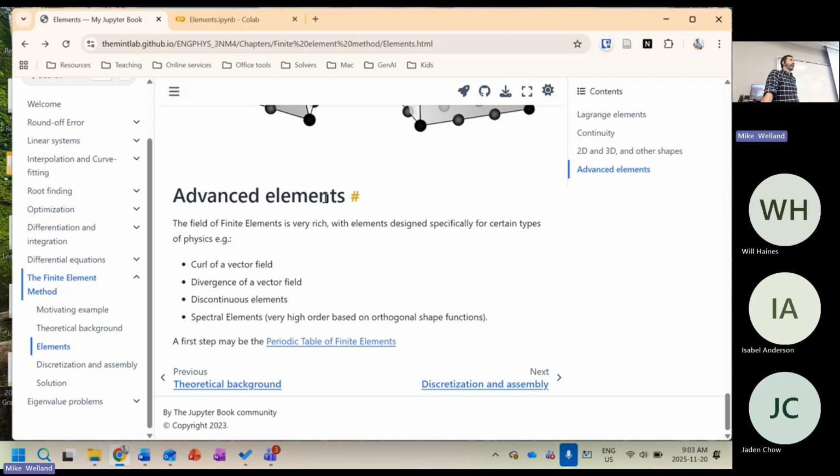It is run by the mathematicians with a bit of engineering in there. So for them, being able to do the table of finite elements was a big thing. And for us, it's a little bit much.